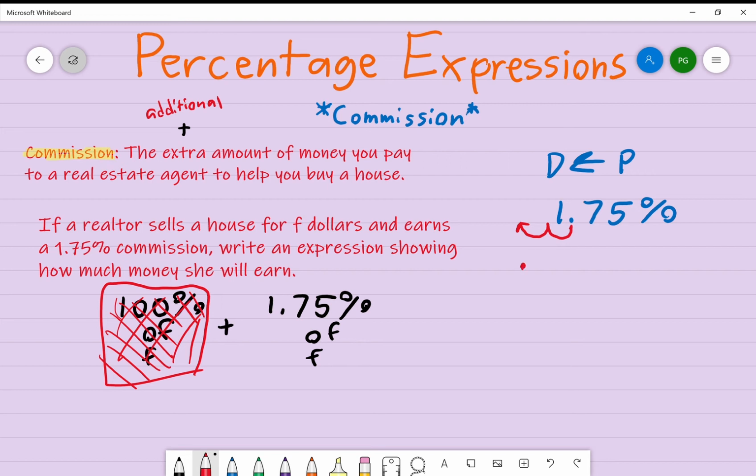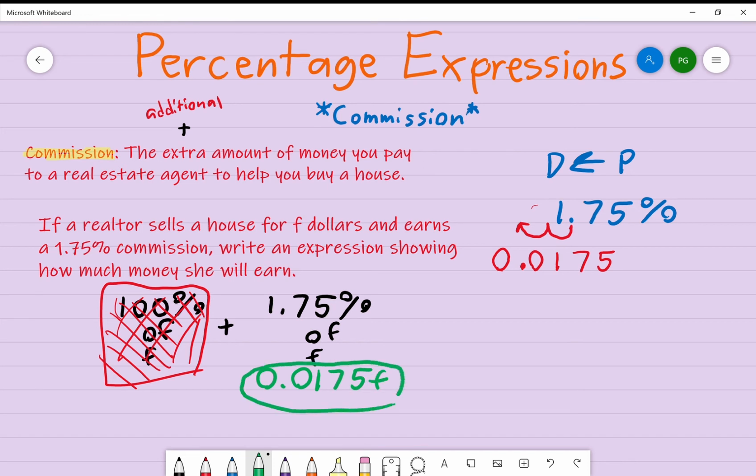Okay, the decimal point goes there. The invisible space that I left up here needs to be filled in with a 0. And then 175. This becomes 0.0175. That's it. That's how you write it as a decimal. So you write 0.0175 times F. This is your answer. It's not that complicated. You're still doing the same thing. You are moving your decimal point 2 spaces to the left and multiplying it times your variable. Nothing has changed. Let's try another example.